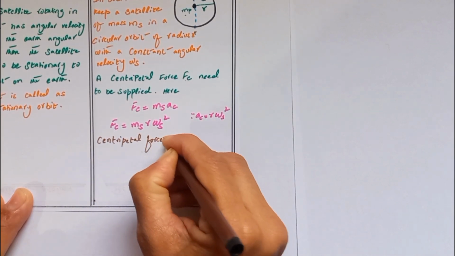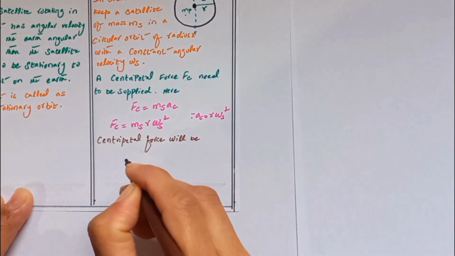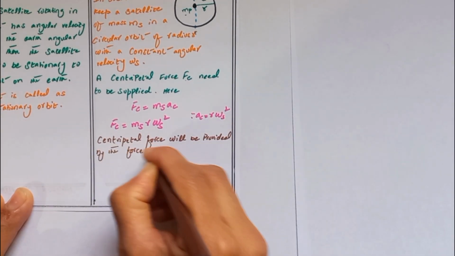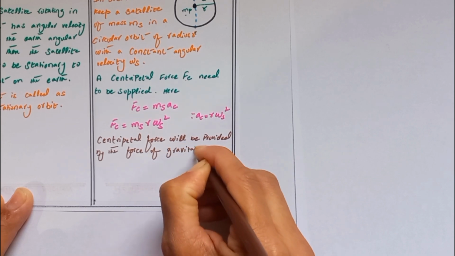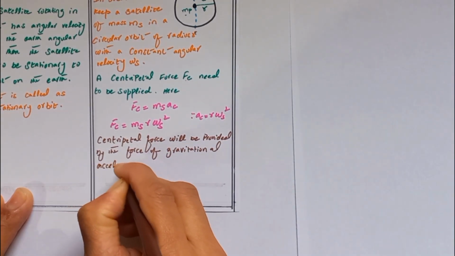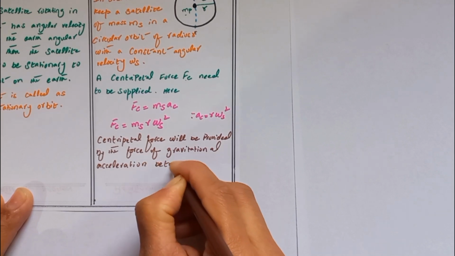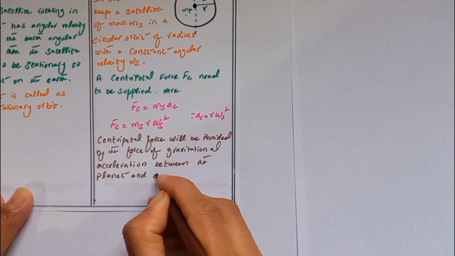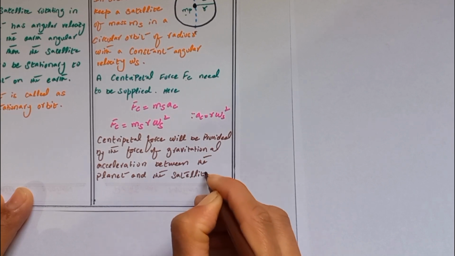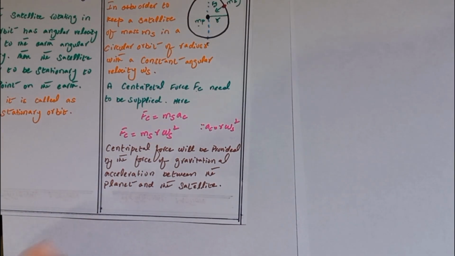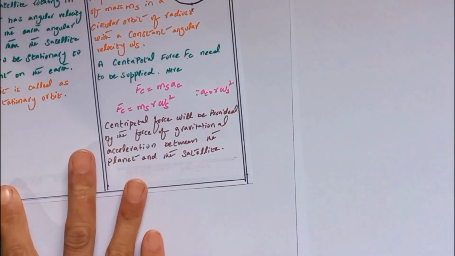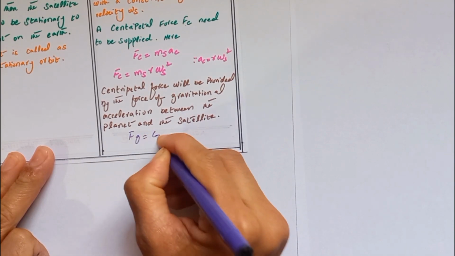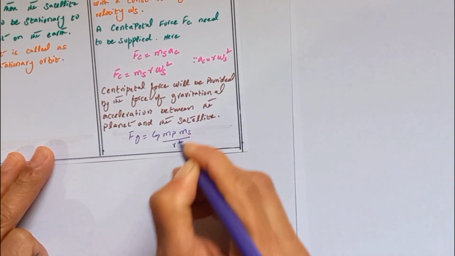The centripetal force will be provided by the gravitational force between the planet and the satellite. So here we write Fg is equal to G mp ms over r square.